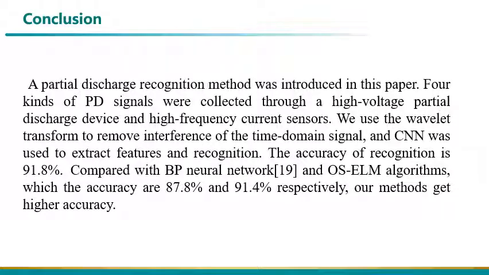A partial discharge recognition method was introduced in this paper. 4 kinds of partial discharge signals were collected through a high voltage partial discharge device and high frequency current sensors. We used the wavelet transform to remove interference from the time domain signal, and a convolutional neural network was used to extract features and perform recognition. The accuracy of recognition is 91.8%. Compared with deep neural network and OSELM algorithms, our method gets higher accuracy.